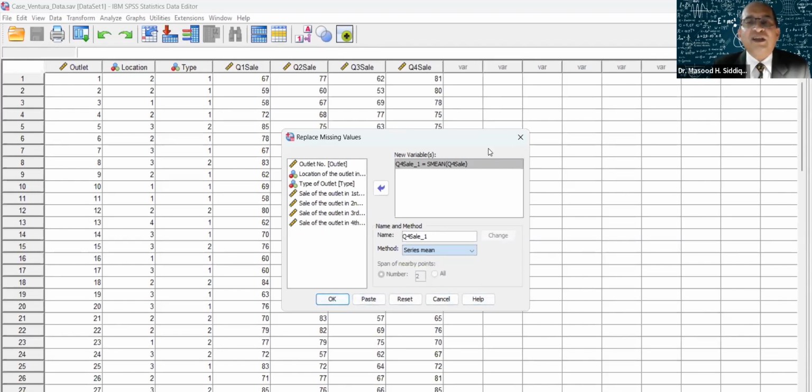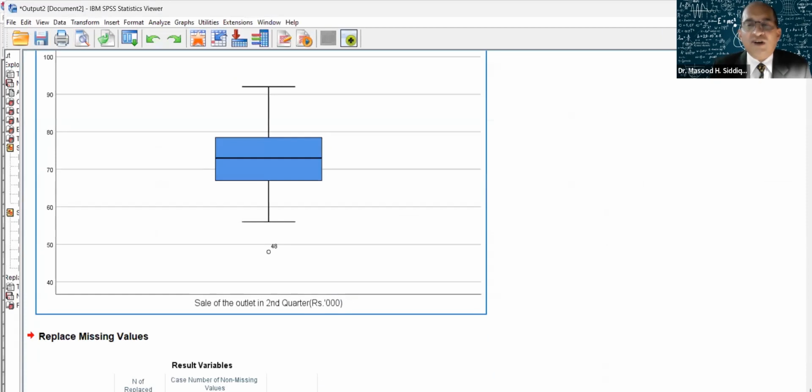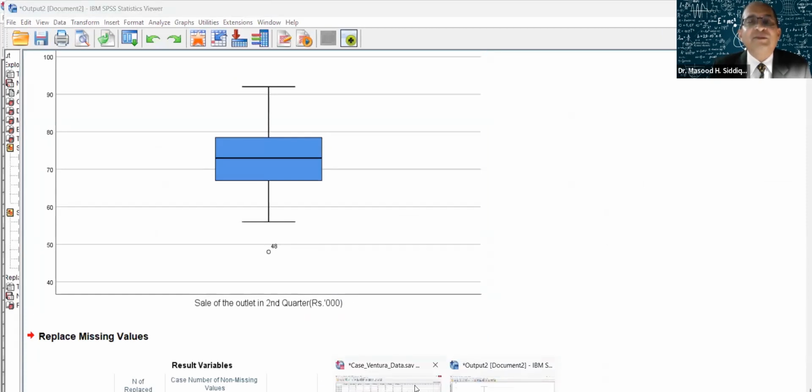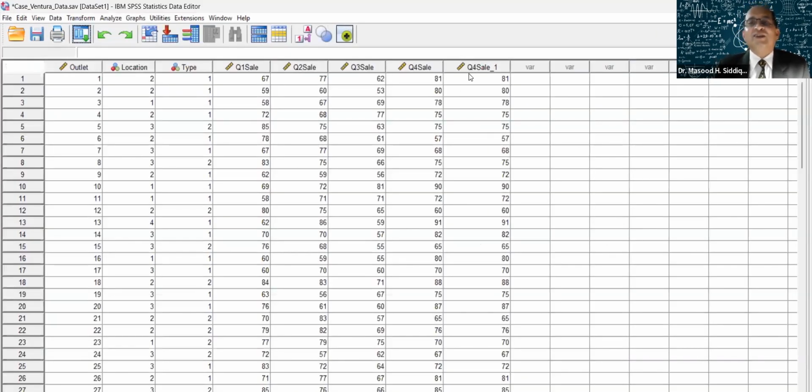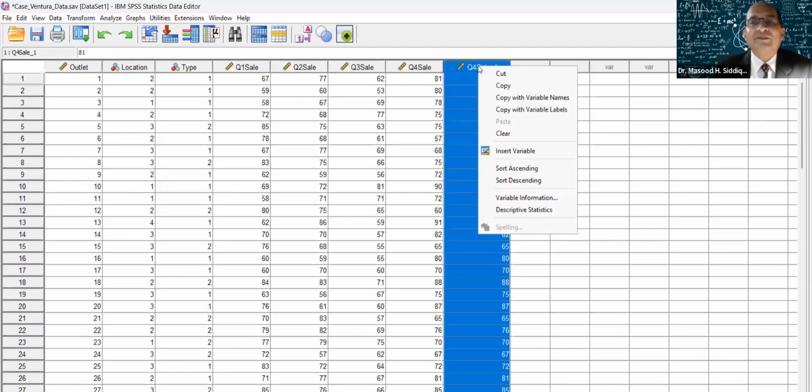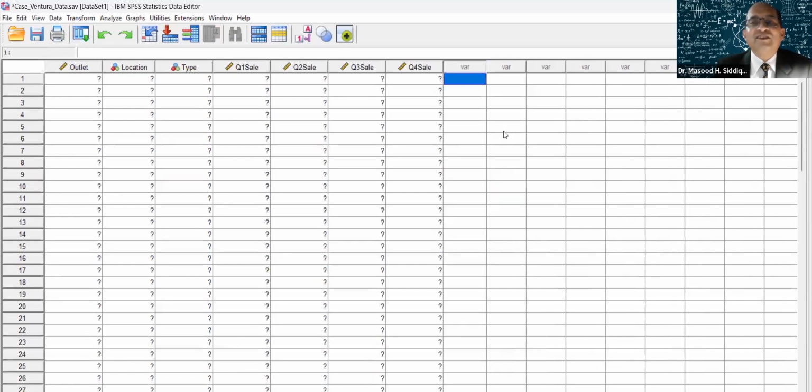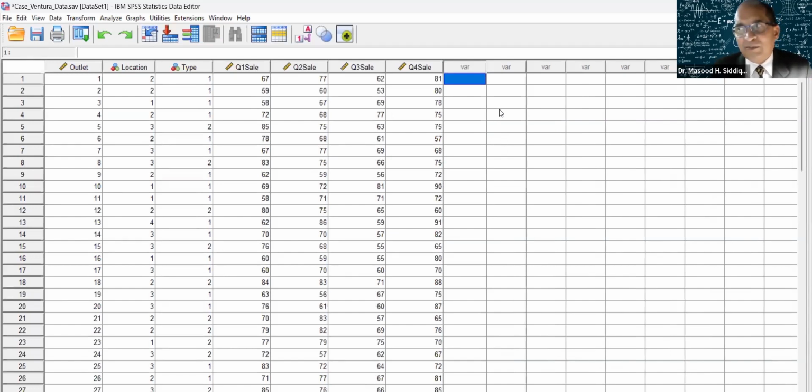So if we press OK, then a new variable would be created. Though it is not required here since we don't have missing observations. So here a new variable is being created. You must be seeing Q4 sales 1. Since there is no missing observation, there won't be any change. Okay. So in this manner, we can do missing value imputation.